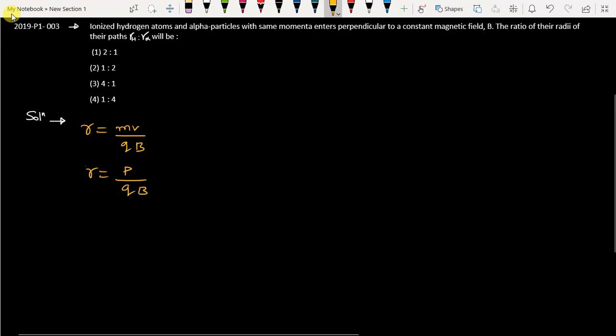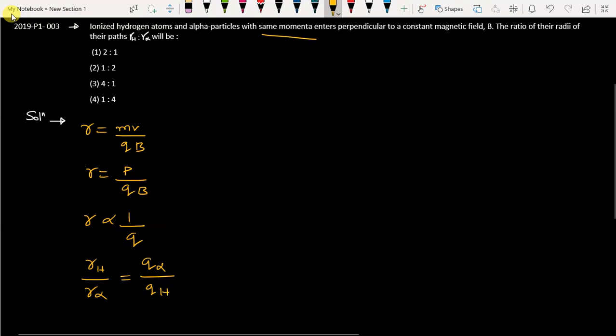Now momentum is the same for both the particles and the magnetic field is the same for both the particles, therefore the radius of the circle will be inversely proportional to the charge on the particles. Therefore the radius of the hydrogen atom by the radius of the alpha particle will be the charge on the alpha particle divided by the charge on the hydrogen atom.